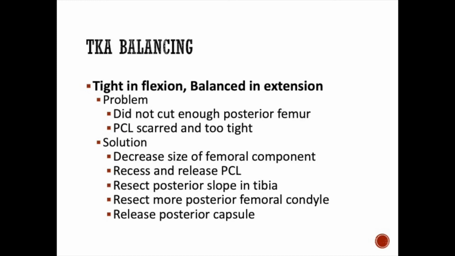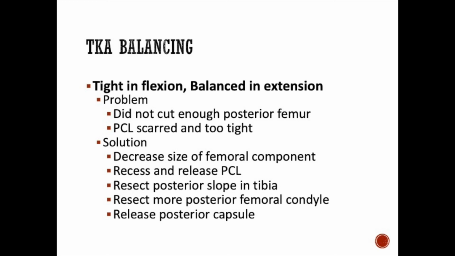If you're tight in flexion but balanced in extension, the problem is you did not cut enough posterior femur or the PCL is scarred and too tight. So the solutions: decrease the size of the femoral component, again, decrease that posterior femoral offset, recess or release entirely the PCL and then change components to a posterior stabilized, resect more posterior slope in the tibia to increase your flexion gap, resect more posterior femoral condyle, or release the posterior capsule again.